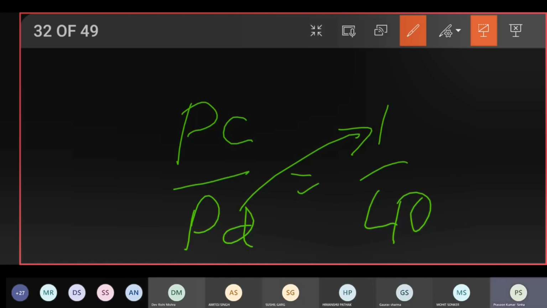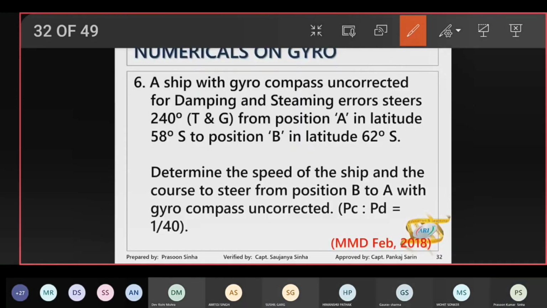Are we good on this? Yes sir. I have to recheck whether it is given the same way, PC by PD or PD by PC, in the paper. But here it is meaning to say K is equal to 1 by 40. Okay, so take that as a fact. And even with everything in front of us, sometimes we miss, and this is one of those cases where you have made a good point. I'll have to verify from the past papers whether the mistake is there or whether I have made a mistake.